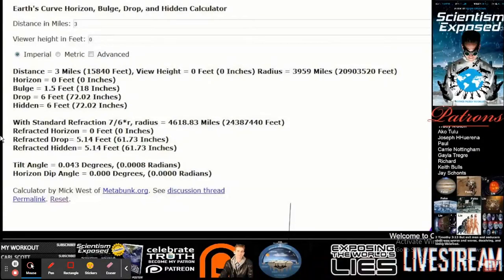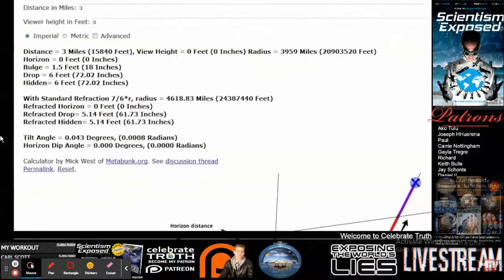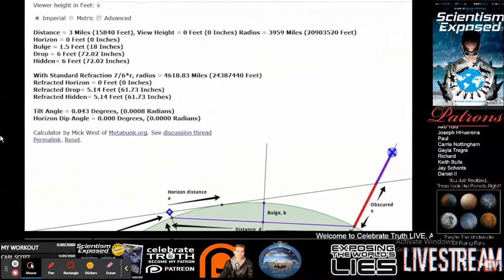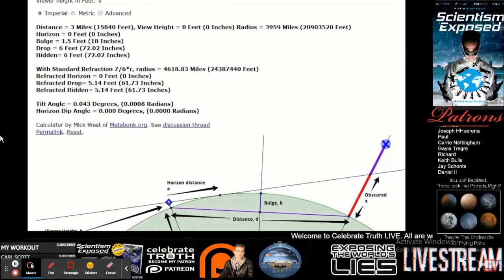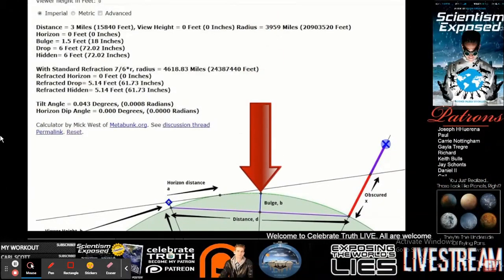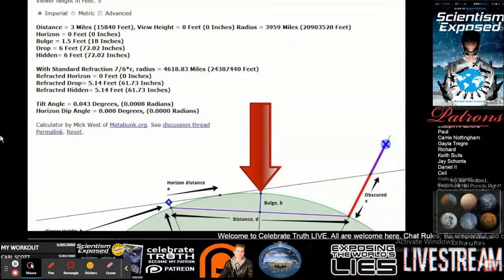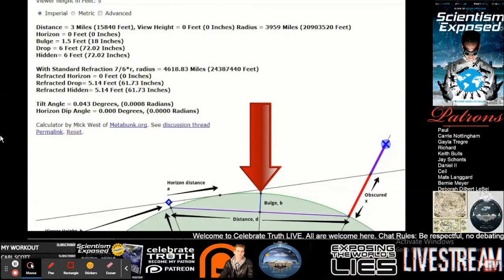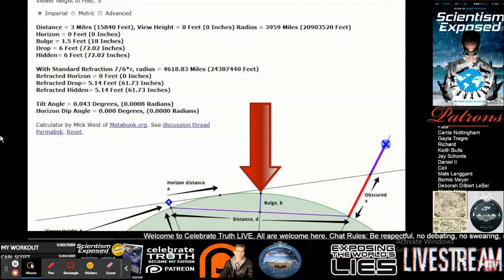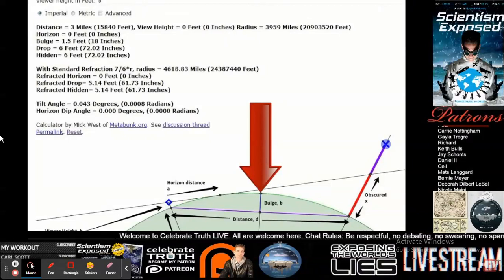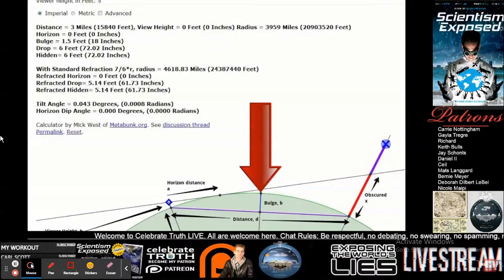But this is what's interesting to me. Let's look at this graphic right here on the bottom. See, they always got this thing in the middle between the observer and the target, and it's called the bulge. And they'll have you believe that everything you're looking at is on the other side of a big hump, a big bulge. You're always going to have to walk uphill first and then walk downhill to get to wherever you're going. In all of these examples, it's always this way.